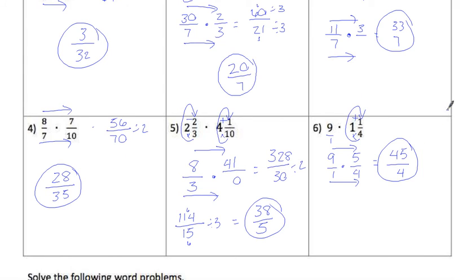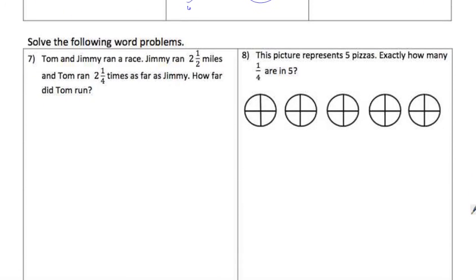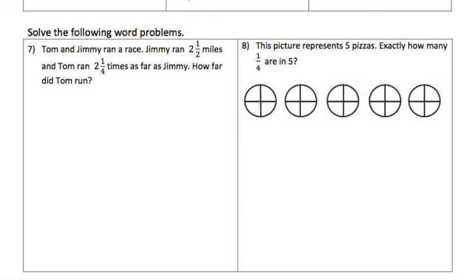All right, so real quick, let's talk about the word problems. So number 7, Tom and Jimmy ran a race. Jimmy ran 2 1/2 miles and Tom ran 2 1/4 times as far as Jimmy. How far did Tom run? I want you to try to solve that word problem by yourself. When you're ready, unpause the video.